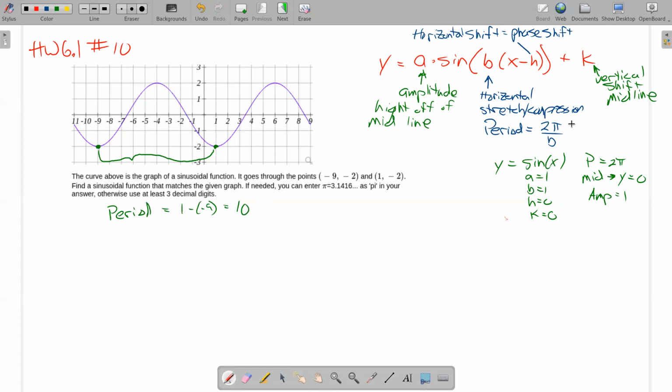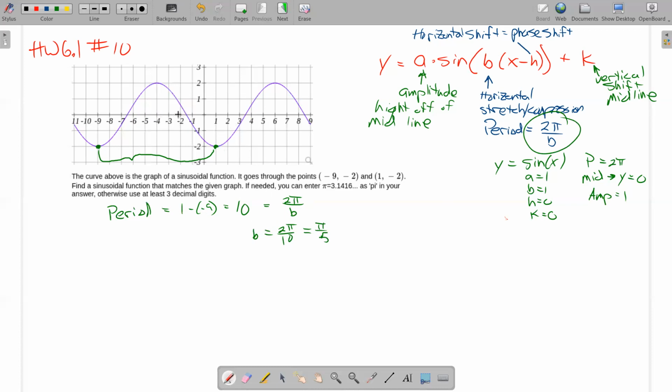Now, if I know the period, then I can figure out what the value b was there. So the period is always equal to 2 pi over b. And so cleaning this up, solving for b, we'll multiply the b over and divide the 10 down. 2 goes into 10 5 times. So then pi over 5 must be the multiplier to get this period here. So I know what b is.